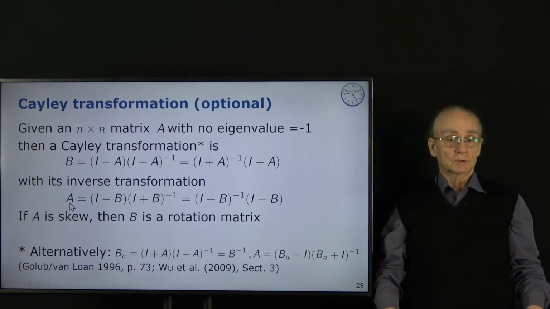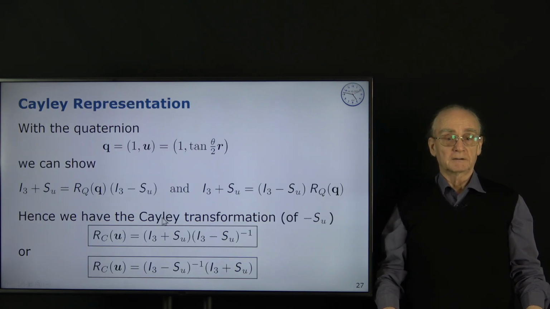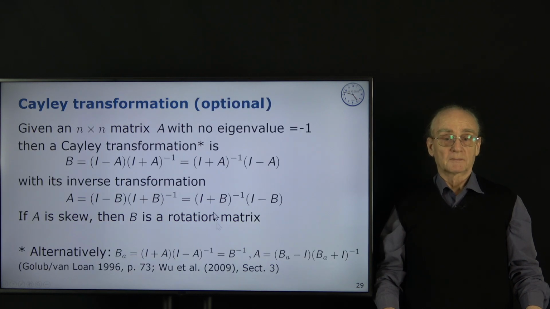And then he showed that if A is a skew-symmetric matrix, then B is a rotation matrix. This is very interesting. So he showed this in a general way. There are alternative definitions, which I just want to mention here at this place. That's the reason why I wrote down here that this is the Cayley transformation of minus S(u), because we have here I minus S divided by I plus S. Here, this one.